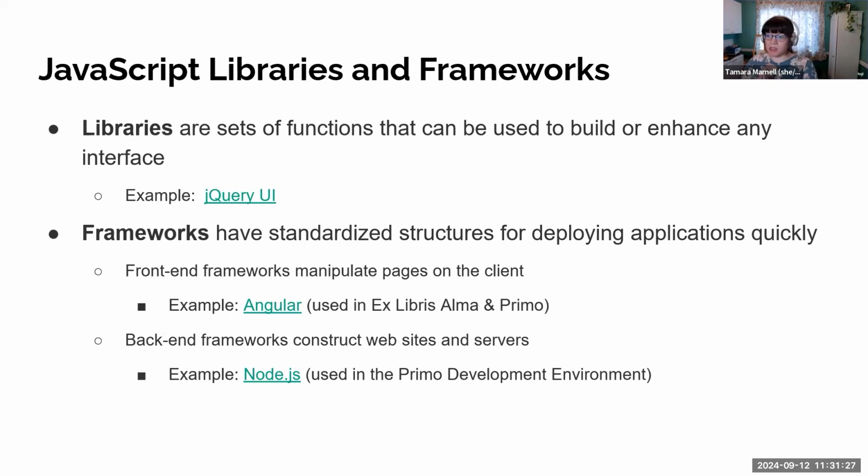An example is Angular, which is used in Ex Libris Alma and will be in the Primo Next Discovery experience. AngularJS, which is the current Primo VE, is also a framework. So you have to use their components. You have to use their structure. And if you do anything other than that, it will break things. So frameworks are used to deploy applications quickly because it's always the same.